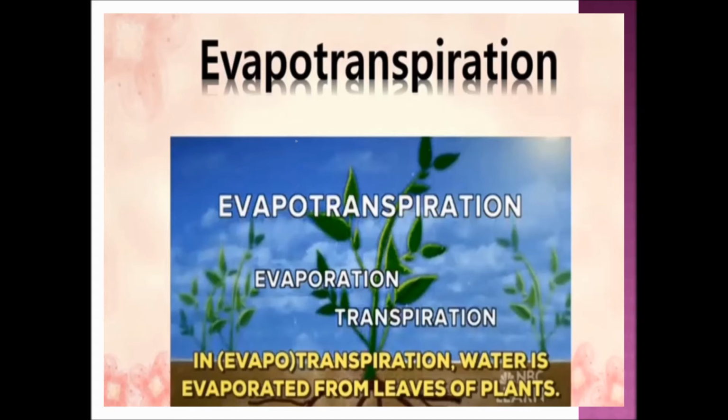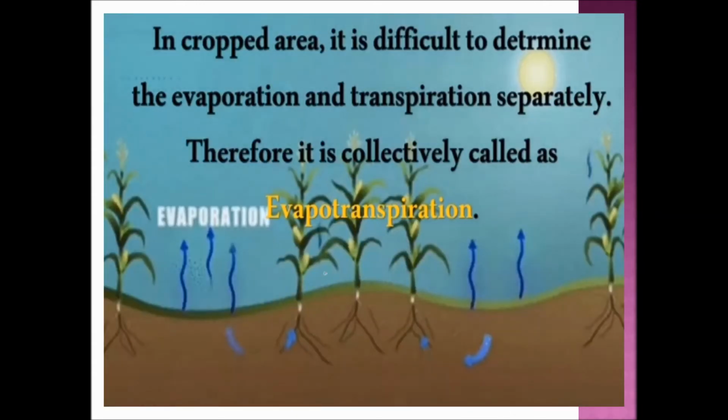Evapotranspiration means the total loss of water from the earth through evaporation from the surface water bodies and the transpiration from the vegetation. So, evapotranspiration means the total water evaporation from the surface of the earth as well as the transpiration from the vegetation. In cropped area, it is difficult to determine the evaporation and transpiration separately.